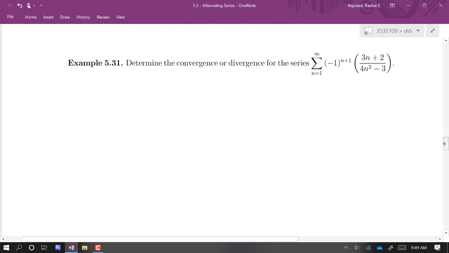Let's try another one. This is another one that's pretty clearly alternating. We've got that factor of -1 to the n plus 1 already kind of peeled out. So we just need to check, does the nth term approach 0? If it does, then we could check to see that it's monotone decreasing. And if that is true, then we'll have convergence.